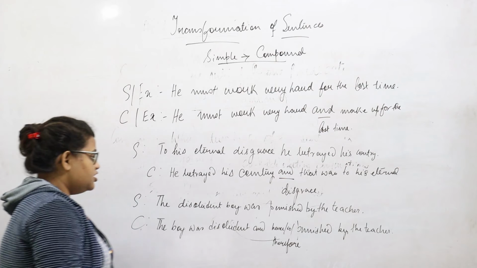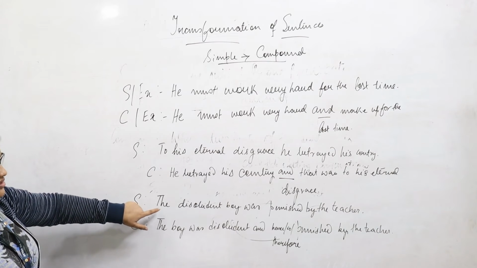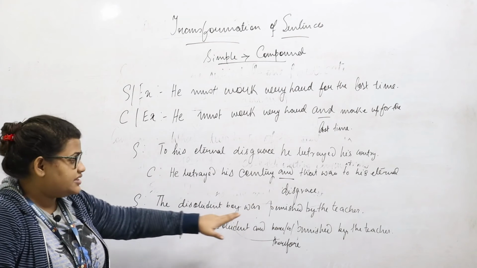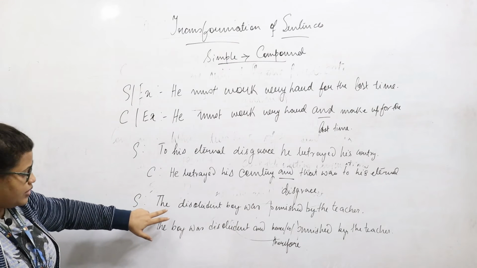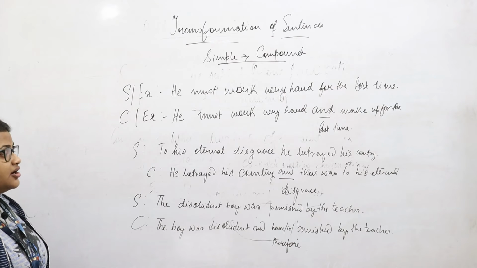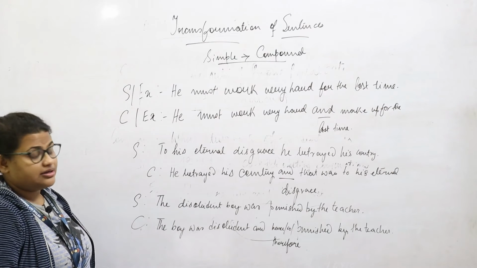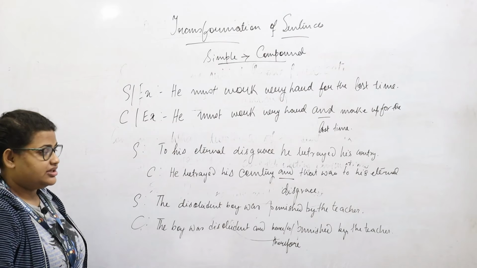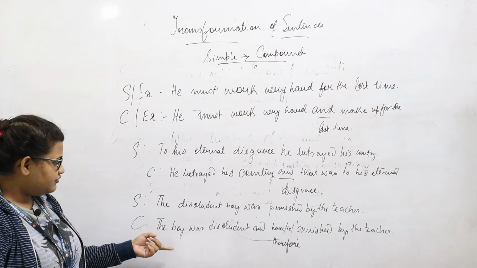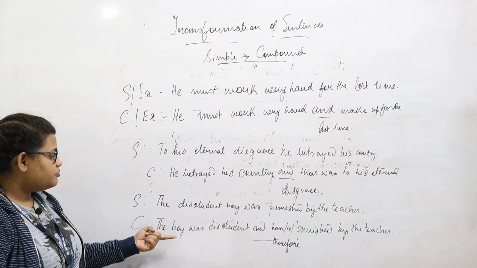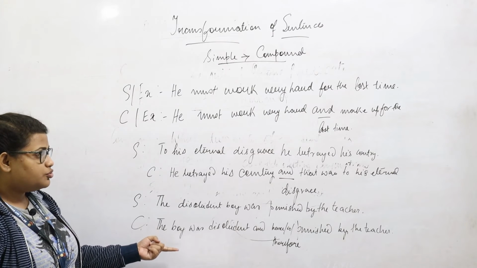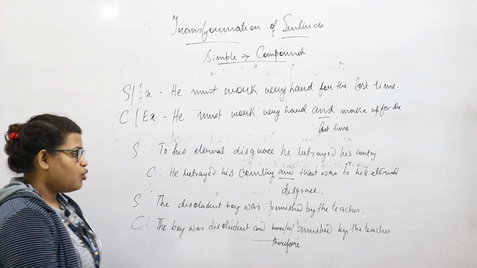So here again, there's this action that the disobedient boy, which is a subject, was punished by the teacher, which remains as a predicate. So there is just one single subject. The teacher is the doer of the action, and the boy is being punished. However, when we transform this sentence into a compound sentence, it turns up as the boy was disobedient and hence, so, or therefore.